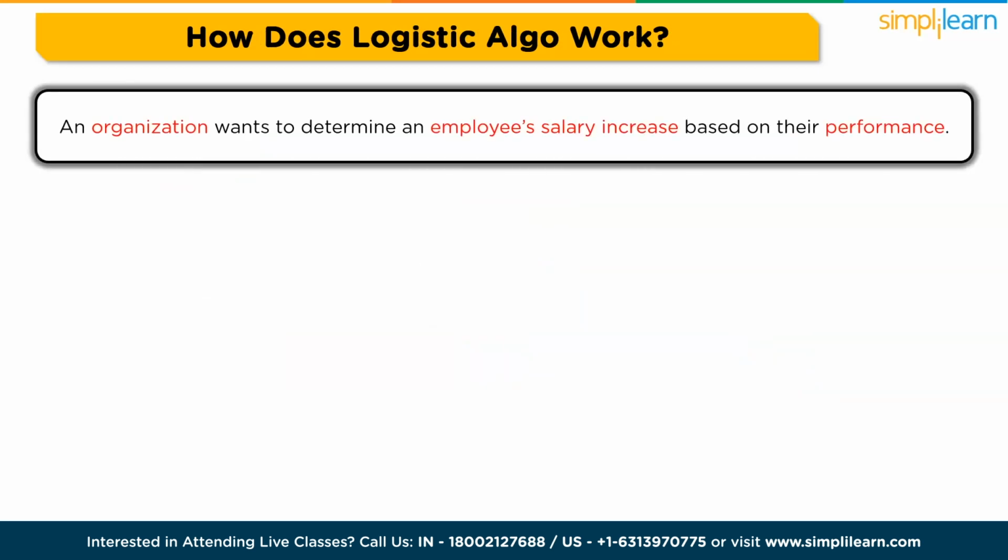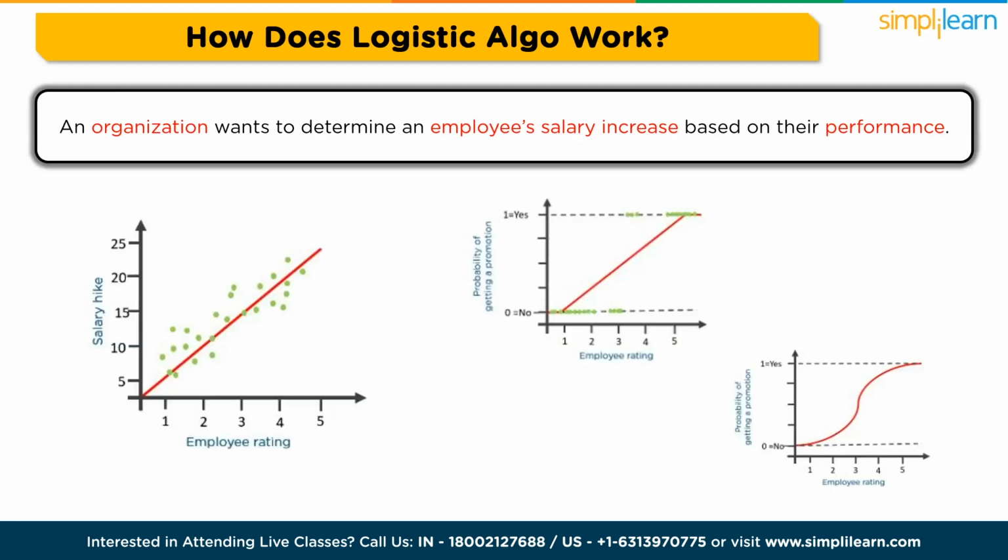Let's take an example. An organization wants to determine an employee's salary increase based on their performance. For this purpose, a logistic regression algorithm will help them decide, plotting a regression line by considering the employee performance as the independent variable and the salary increase as the dependent variable, which will make their task easier. So now what if the organization wants to know whether an employee would get a promotion or not? The linear graph won't be suitable in this case. So we clip the line at 0 and 1 and convert it into a sigmoid curve, an S curve. Based on threshold values, the organization can decide whether an employee will get a salary increase or not.